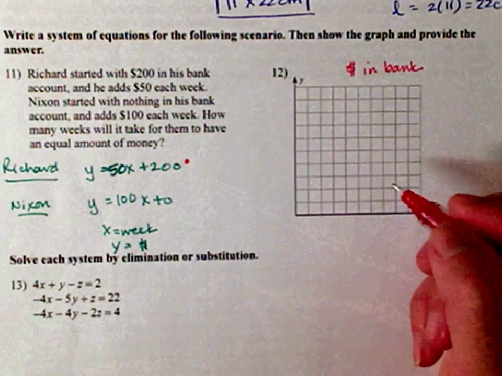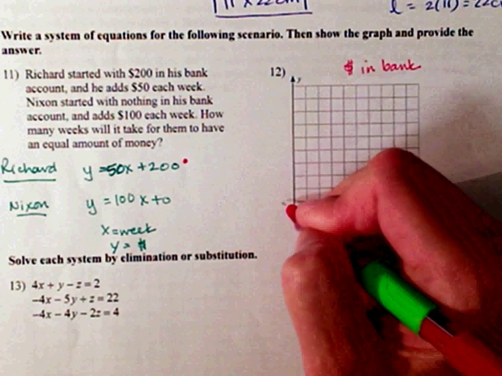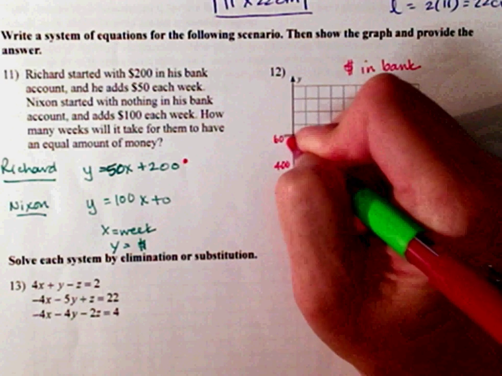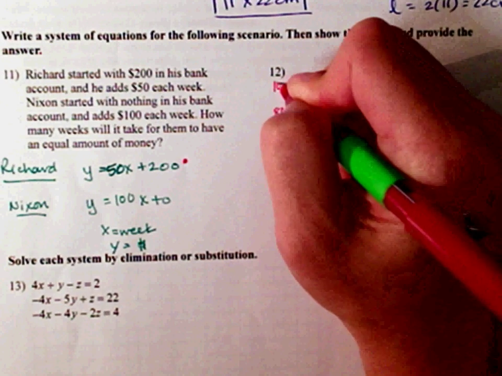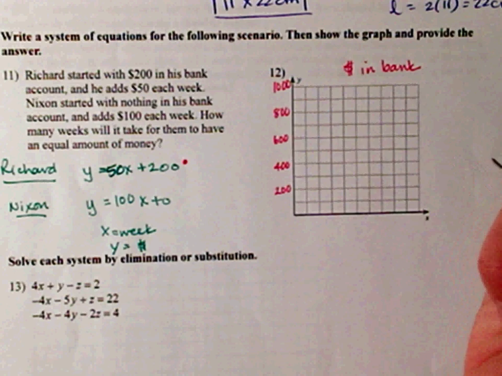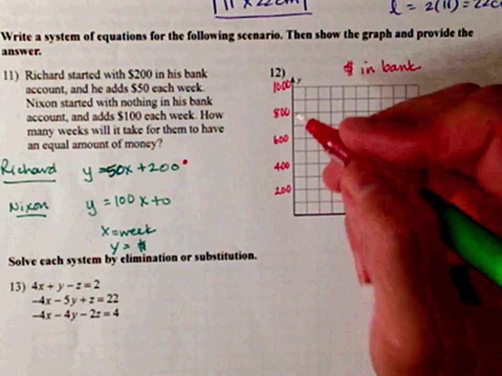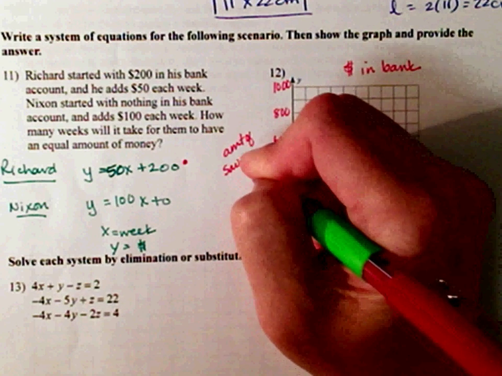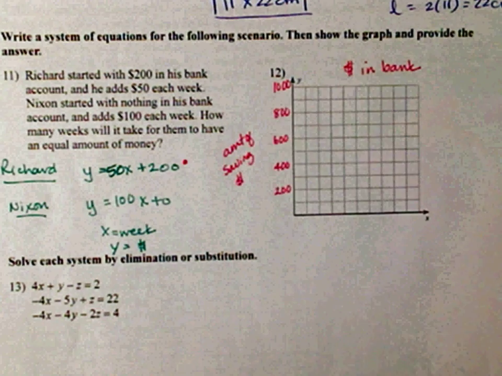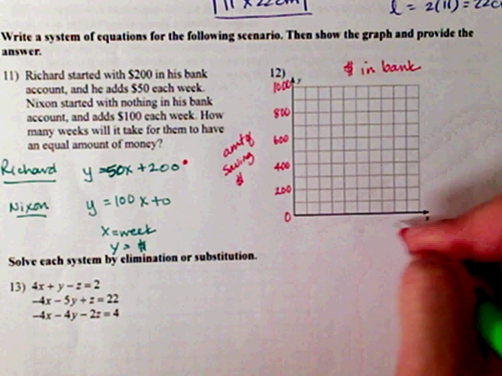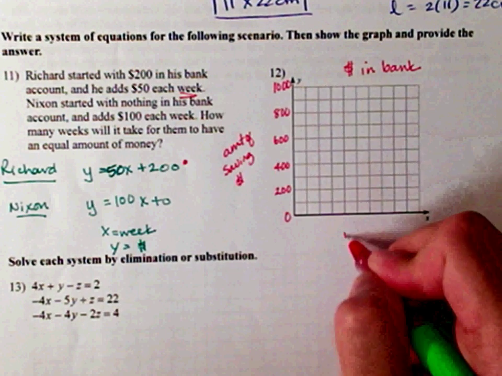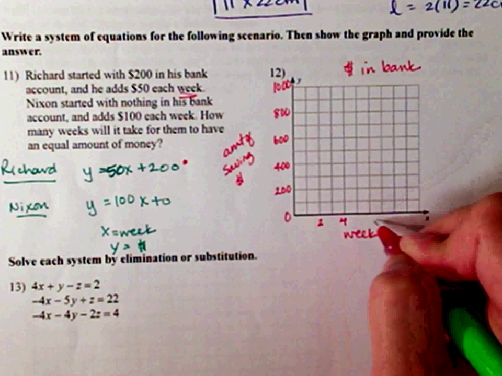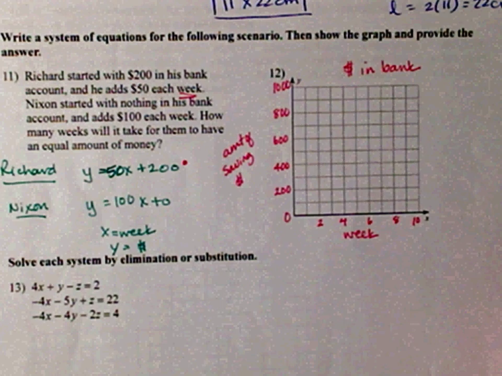So you might want to do each one of these at $100 increments: 200, 400, 600, 800, and 1,000. What do those mean? Your Y is the amount of money in savings. What's down here? Down here, you're talking about each week. So we're going to go 2, 4, 6, 8, 10. Notice how I label it.